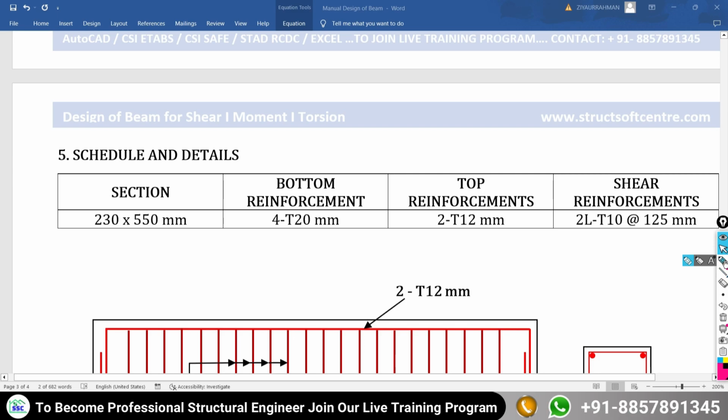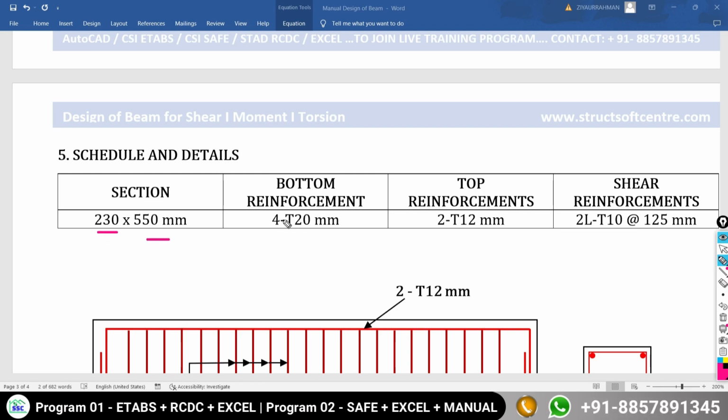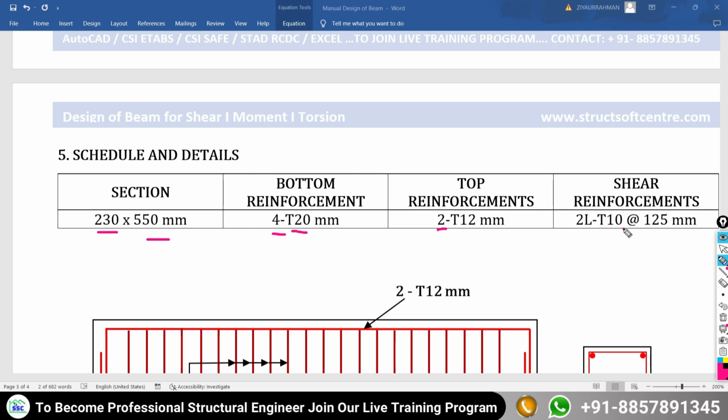And what schedule we are going to prepare? So in this schedule we have to write the section size. So section size of the beam is what? 230 by 550. Reinforcement we are going to provide as main at its bottom 4 bars of 20 mm dia, and just to tie your main reinforcement or to keep your shear reinforcement in its position, we are going to provide the top reinforcement as 2 numbers of 12 mm dia on top, and shear reinforcement 2-legged vertical stirrup of diameter 10 mm at a spacing of 125 mm center to center.